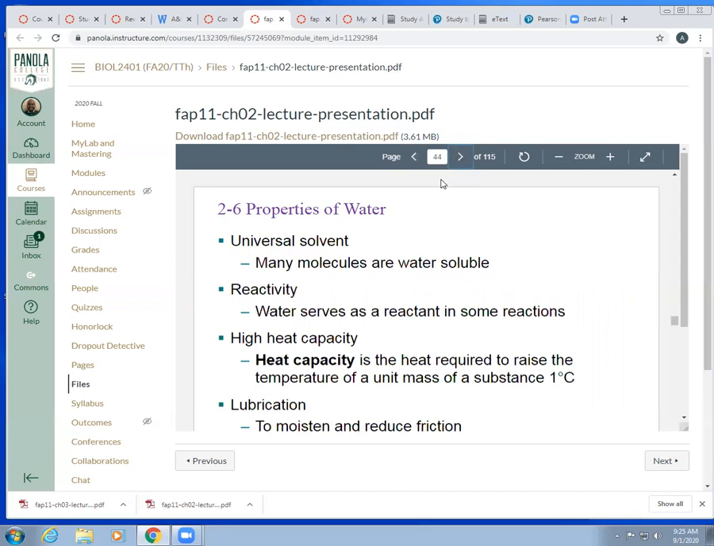Water is a universal solvent, so that means many molecules are going to be water soluble. It's very reactive and can be used as a reactant in many chemical reactions. It has a high heat capacity, which means it takes a lot of heat to raise the temperature of a unit mass of water by 1 degree Celsius.